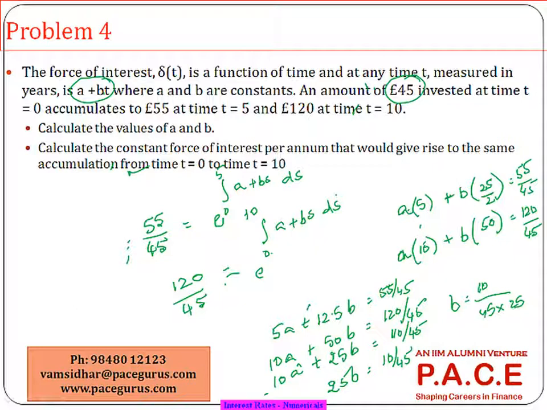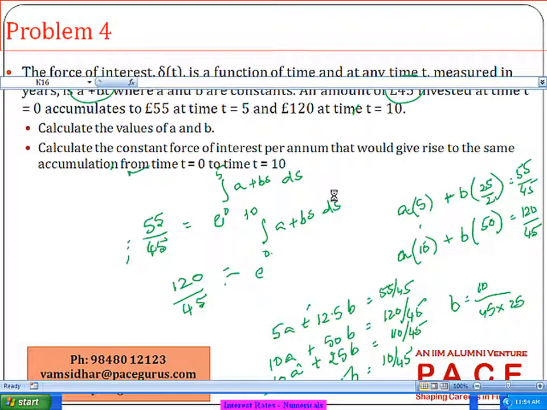So 5A plus 12.5B is equal to that much. 10A plus 50B is equal to this. So just taking the first case and then subtracting, giving me 25B equal to this. And from here, B has come out to that particular value, which will help me in trying to find the value of A.